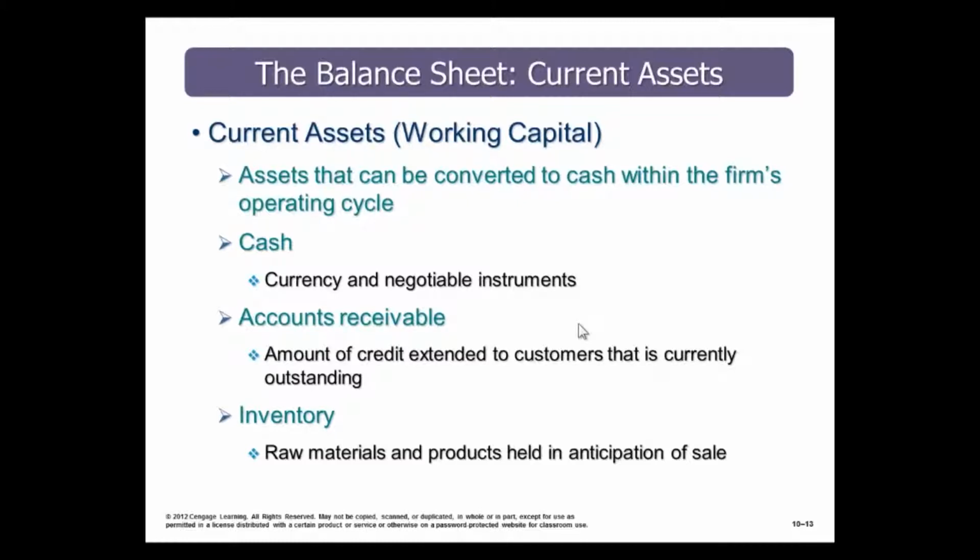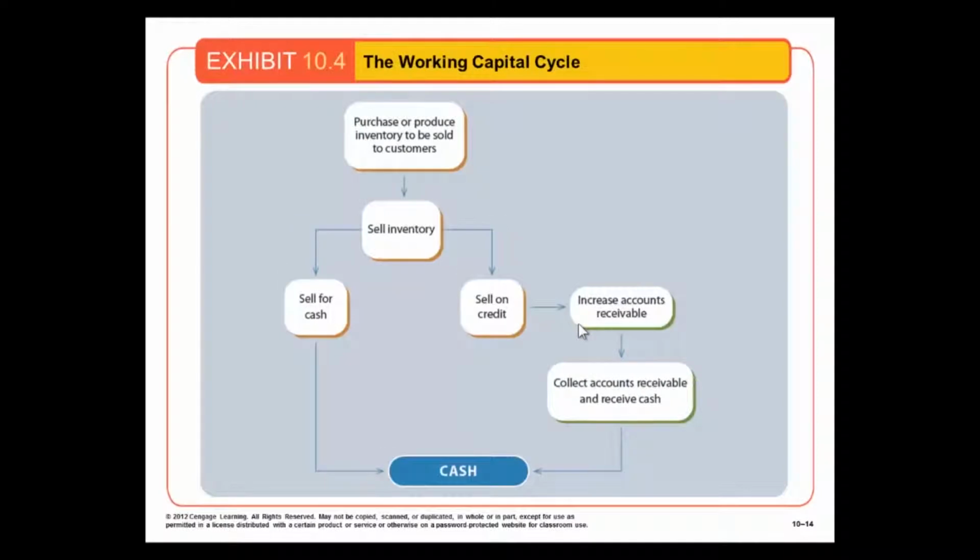So that consists of cash, accounts receivable, and inventory, all three components of the firm's balance sheets, okay? So that's current assets, and that's the working capital that we have in our company. The net working capital would be current assets less current liabilities or current debt.